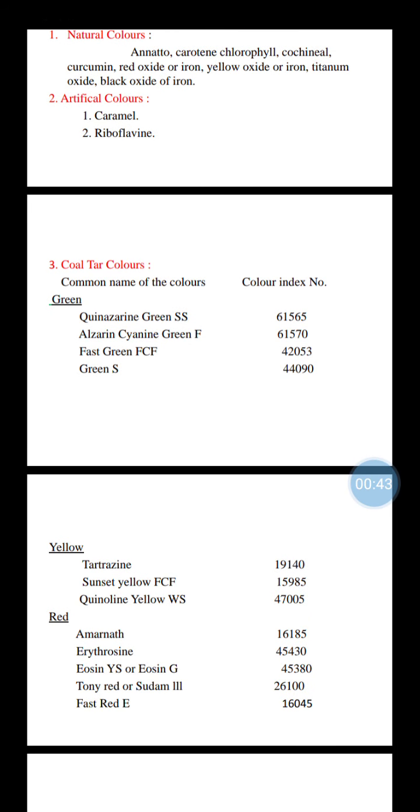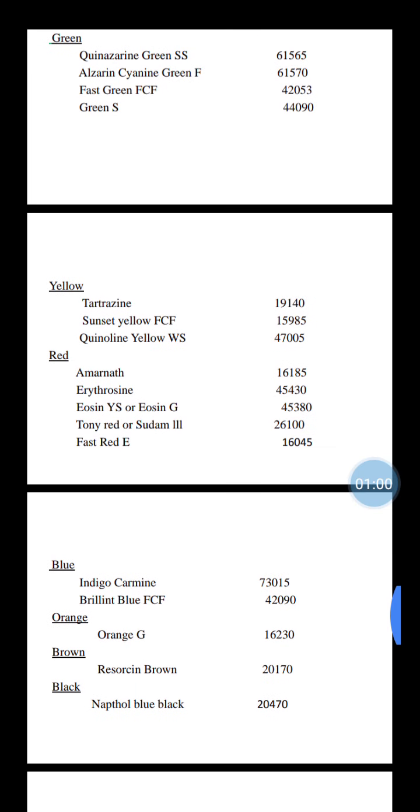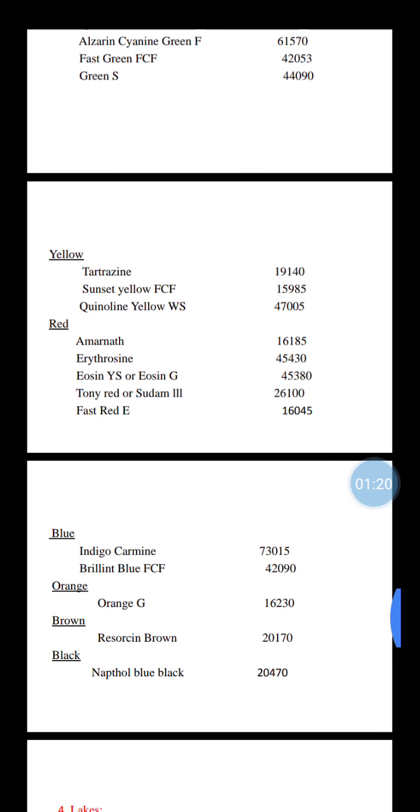In coal tar colors, you see the colors and their color index numbers. First, green: quinizarine green SS, alizarine cyanine green F, fast green FCF, green S. Next, yellow: tartrazine, color index number 19140; sunset yellow FCF, 15985; quinoline yellow WS, 47005. These are the yellow colors used as coal tar colors in formulations.